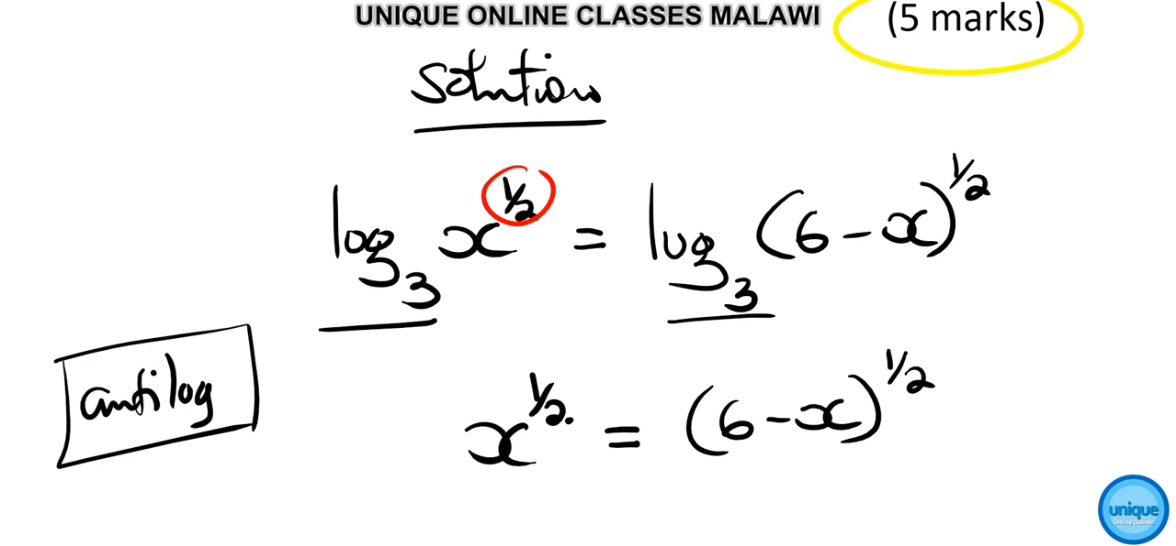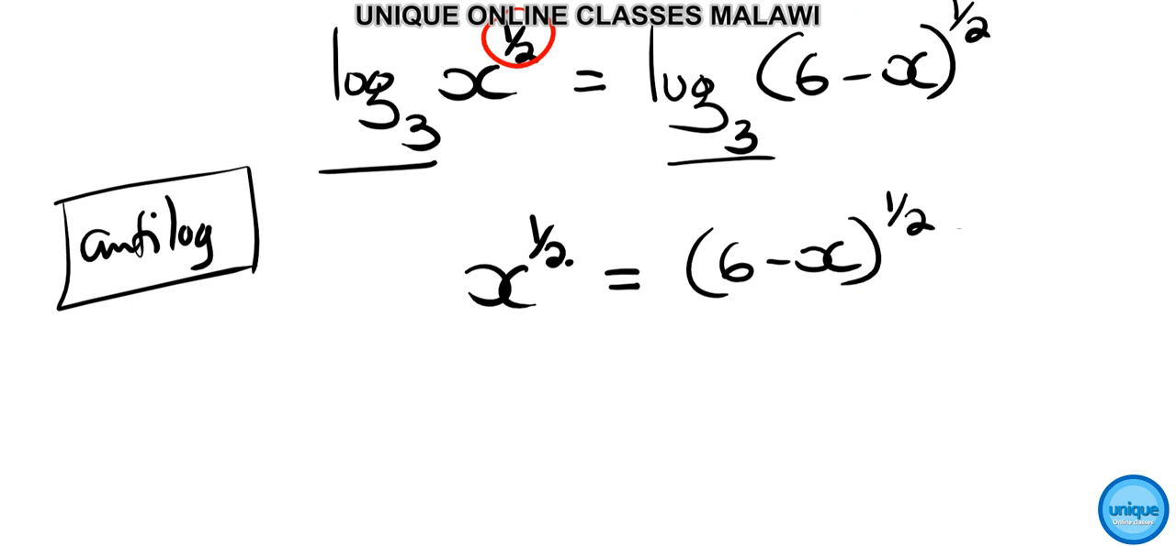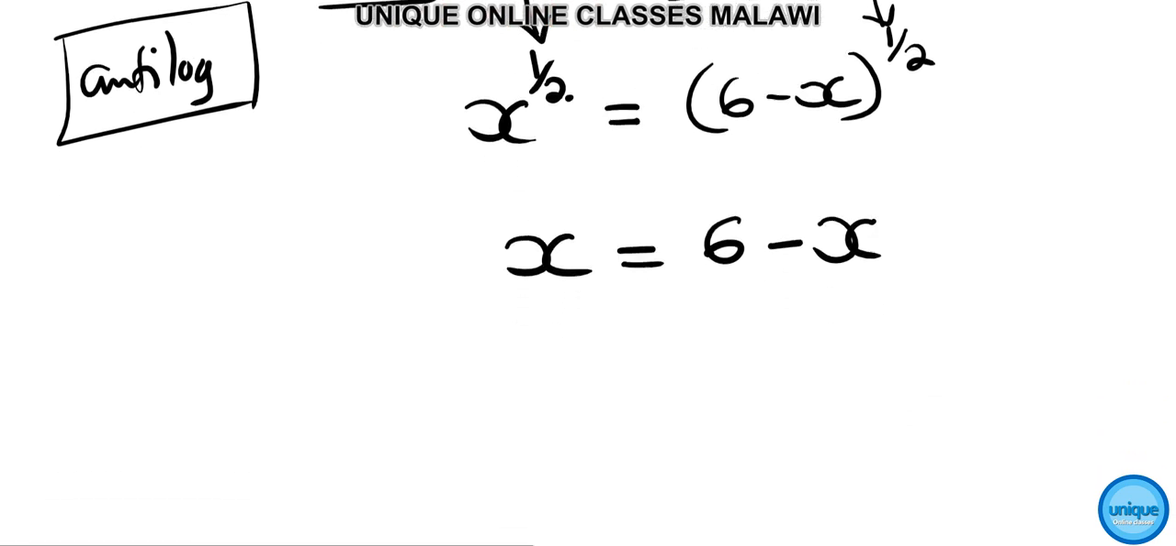And another step here, you can see my powers are the same, they are both power half, which means my bases are also the same, so we can just equate the bases. So here it will be x is equal to 6 minus x. Then the second step is to put like terms together.